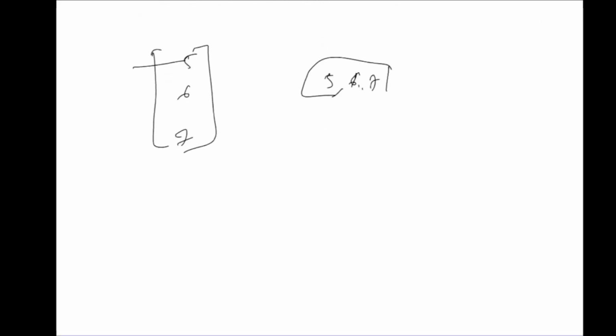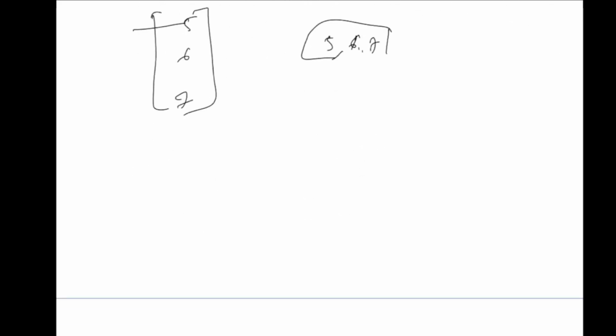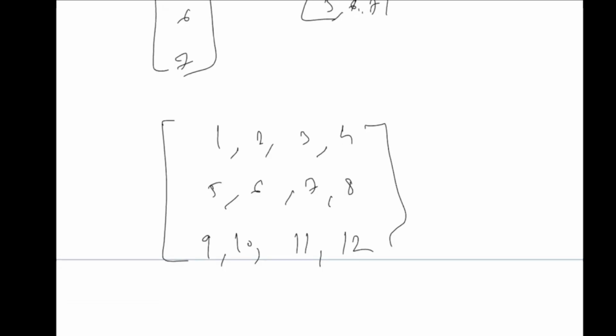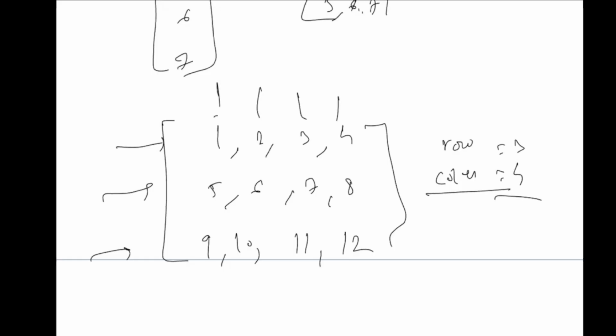Okay, so there are a few things which are required. For example, I can draw 1, 2, 3, 4. I'm just rewriting the same problem. This is my matrix. I know that there are rows and there are columns. So this is basically 3 rows, and there are 4 columns.